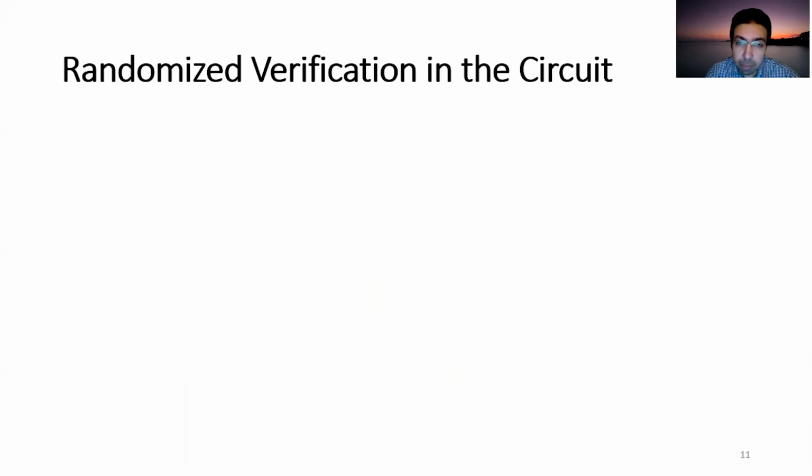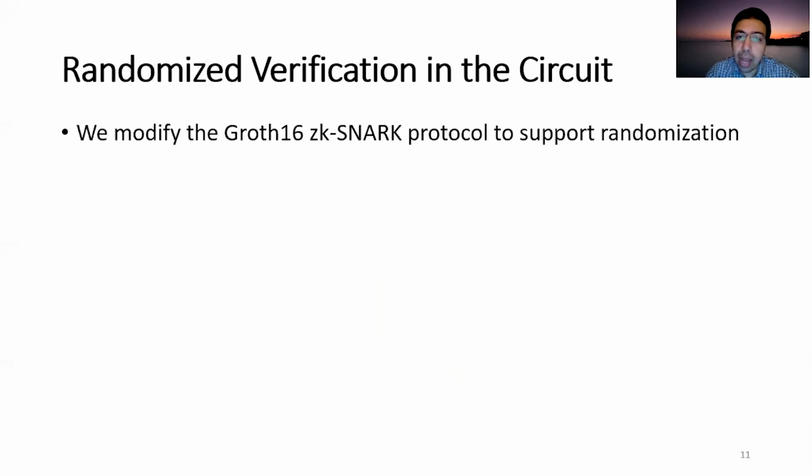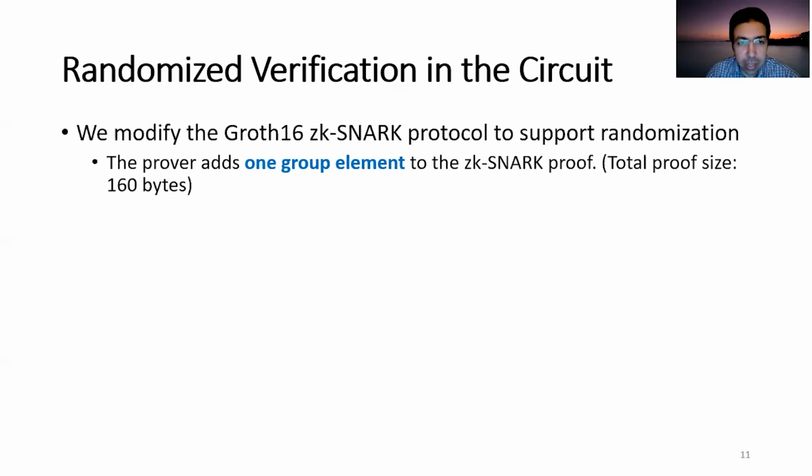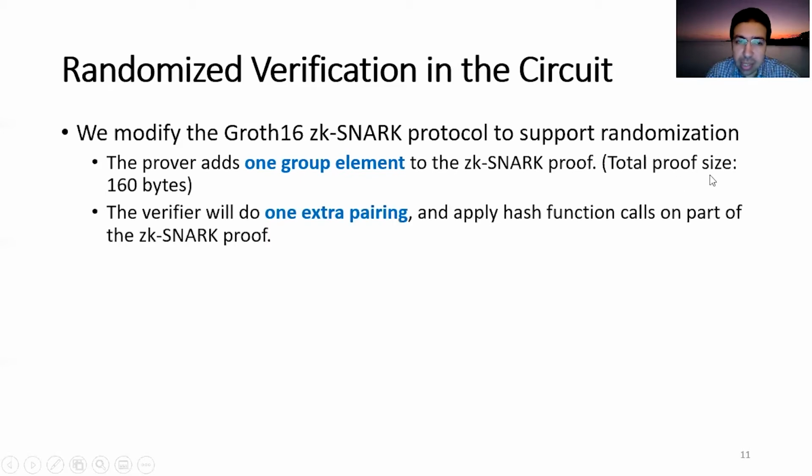What we show in the paper is that we can do this by modifying the zk-SNARK protocol itself. And the way we do this is that we avoid the hash function calls in the circuit, but the prover will add only one group element to the zk-SNARK proof. Our total proof size is 160 bytes. And the prover will do one extra pairing and apply hash function calls on part of the zk-SNARK proofs. Typically, in the context of our universal zk-SNARK circuit, the verifier will only need 2 hash function calls.